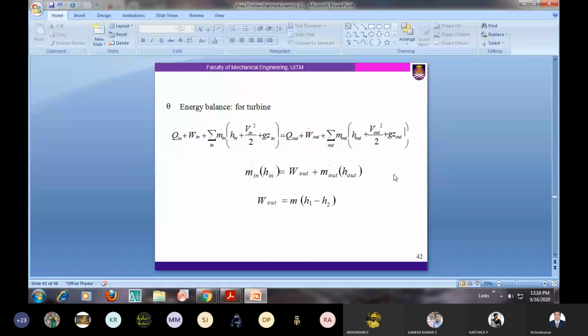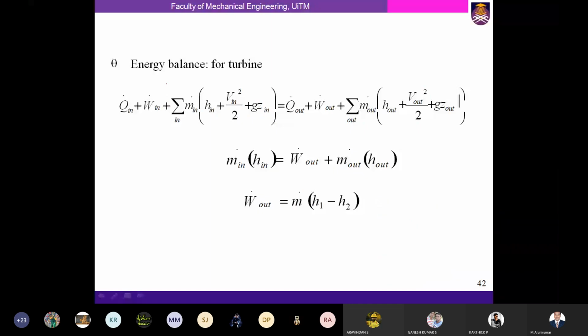This is the energy equation. Then we can neglect. So there is no velocity, there is no potential energy. So there is no in and out. There is no Q, but there is W. Remember that. There is W, but W will be out only. So we can neglect this W in.